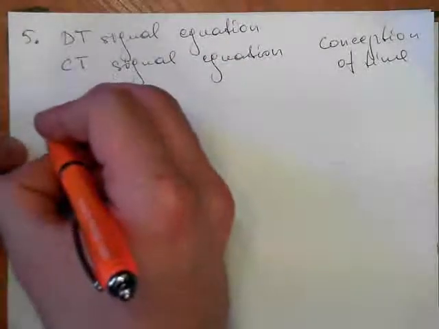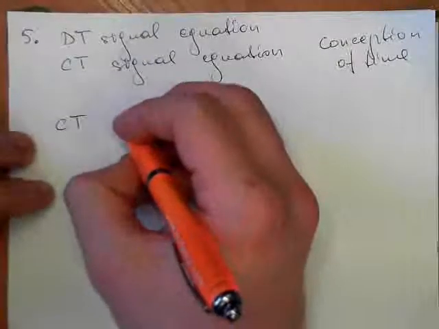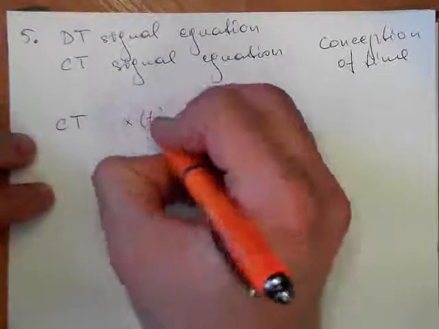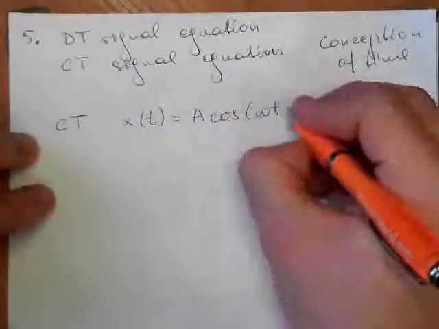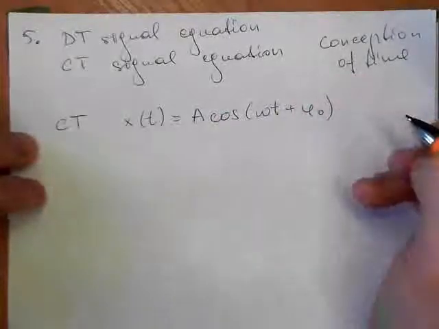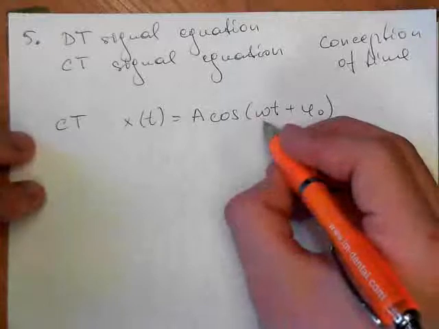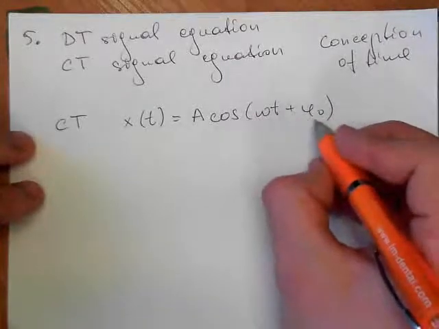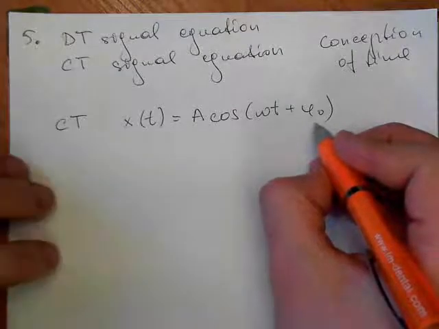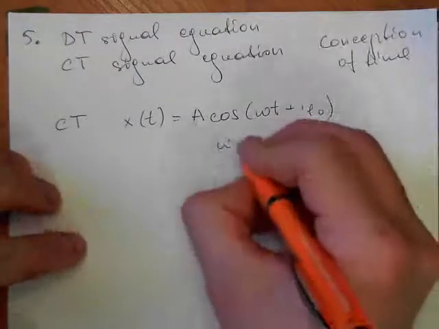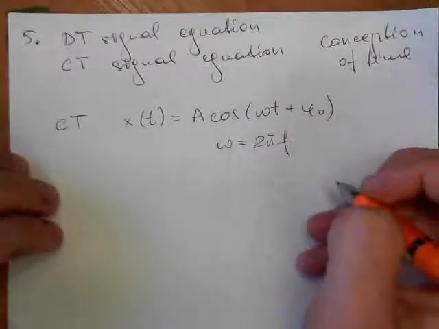So let's begin with maybe the continuous time signal. So CT, it is x(t) = A cos(omega t + phi 0). Basically here it is the amplitude, here it is the angular frequency, here it is time, here it is initial phase. Omega is 2 pi f.